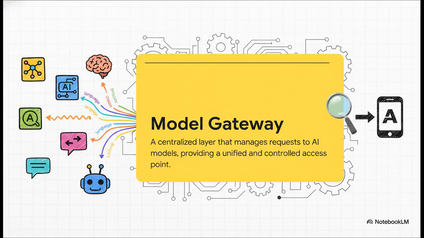First up on our blueprint is something called a model gateway. The easiest way to think about this is like a universal remote for all your AI models. Instead of your app needing to know how to talk to 5 different models in 5 different ways, it just talks to this one central gateway. The gateway handles all that complexity for you.